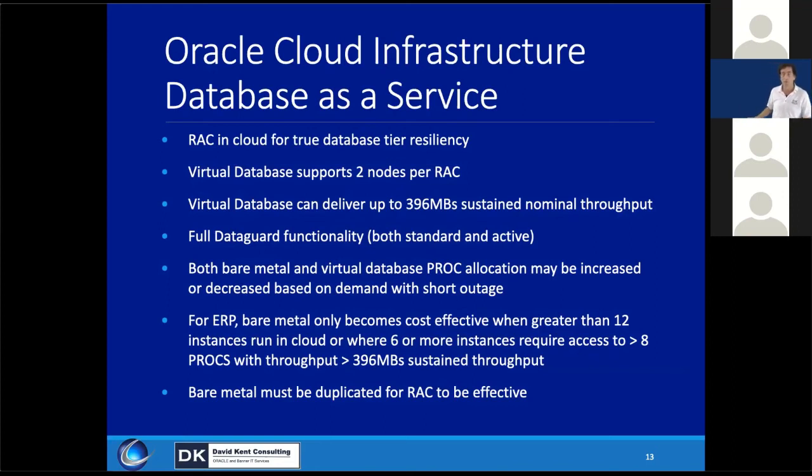That does come at a cost because then you've got to pay for the feature set called extreme performance to get that, either with bringing your own proc licenses into the cloud or by paying for the Oracle licenses in the cloud. RAC supports, again, up to 2 nodes. That is a typo. That's supposed to be 296, not 396 megabytes sustained throughput per node. You have full Data Guard.